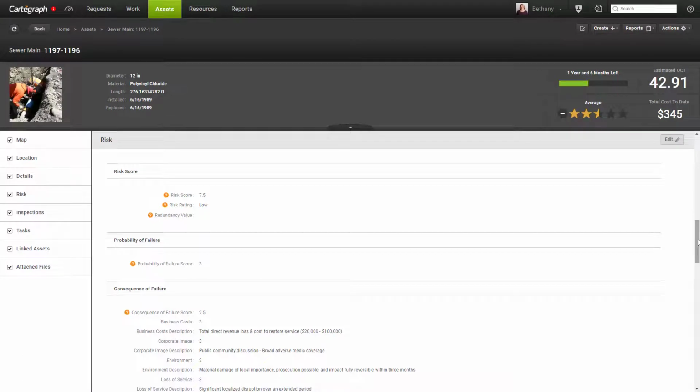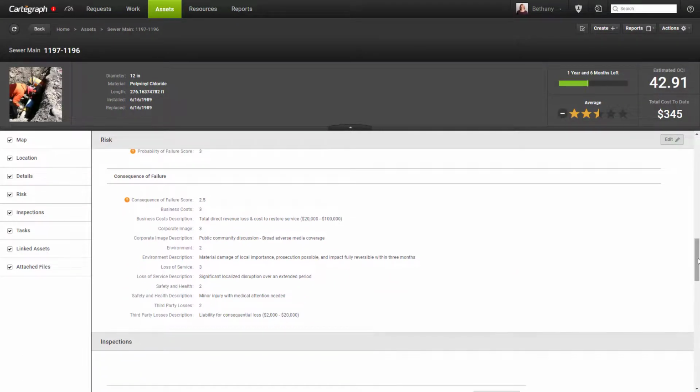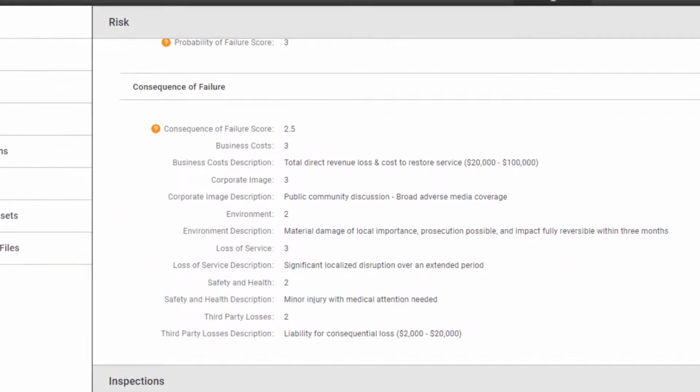In the risk section, each consequence of failure criteria or subcategory displays, and a 1 to 5 rating must be selected for each. The system then calculates the actual consequence of failure score for this asset as a weighted average of all of the criteria.